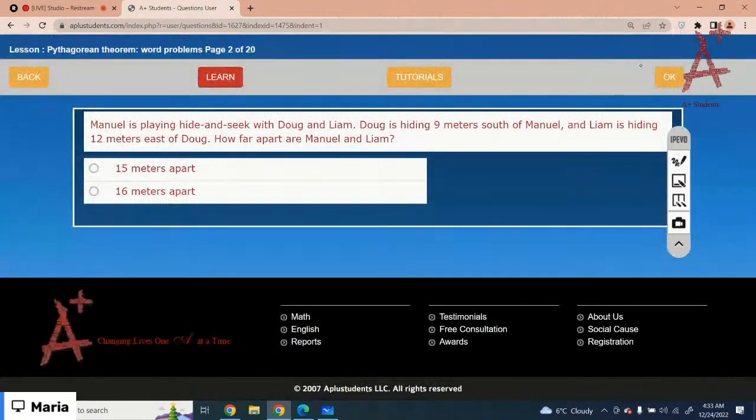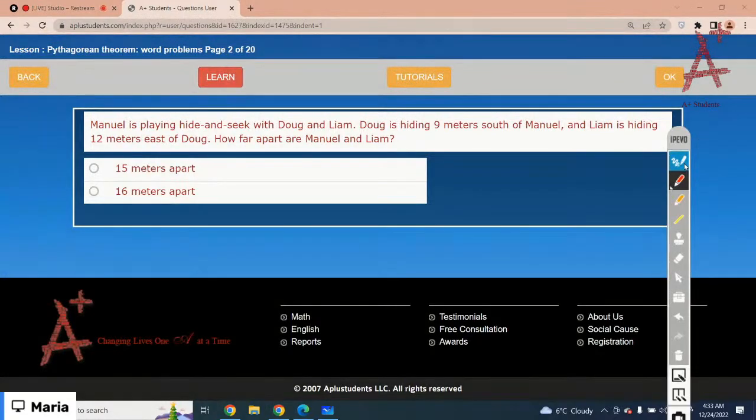Okay, here you have 12 meters, and here you have 9 meters. You have to find the hypotenuse. Got it? Just use the formula that is C square equals A square plus B square.